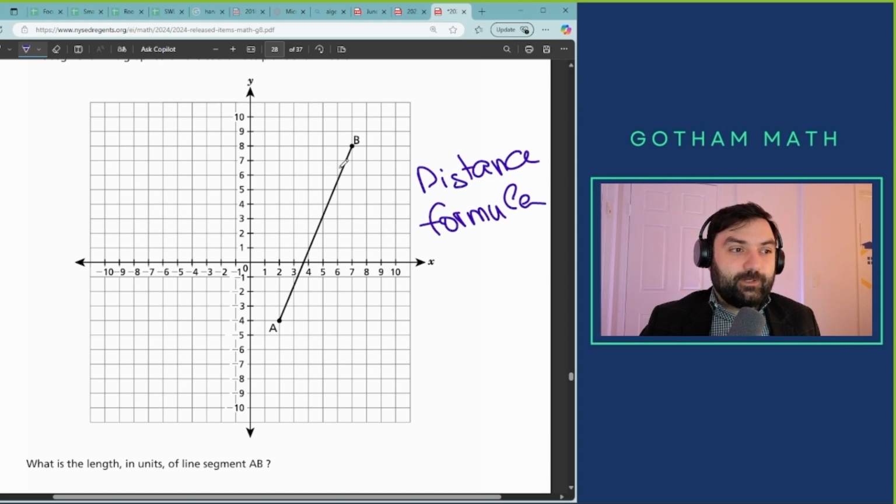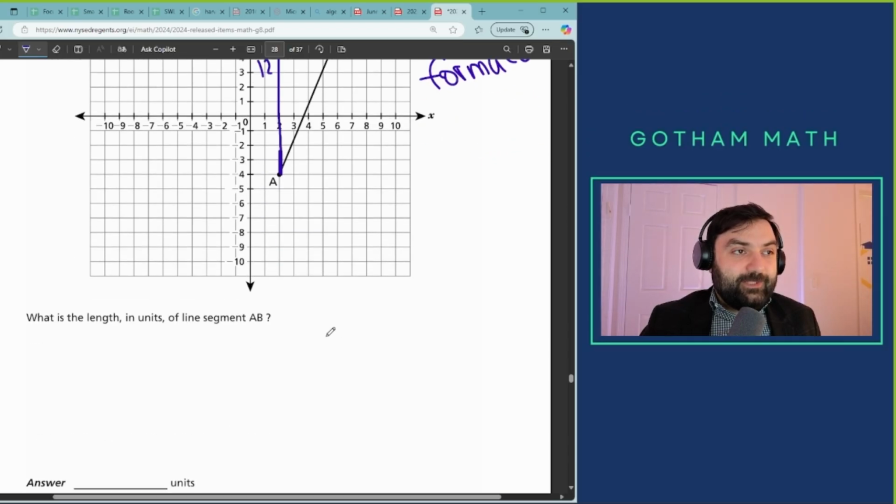How does the Pythagorean theorem work here? We're going to create a triangle like that, and our AB is going to be the hypotenuse. The thing is that we can calculate the legs of this triangle just by counting the squares, like 1, 2, 3, 4, 5. So this side will be 5. And this one will be 1, 2, 3, 4, 5, 6, 7, 8, 9, 10, 11, 12. This is 12. So now we have a triangle with side lengths 5 and 12, and we're looking for this side, which is the hypotenuse, C.